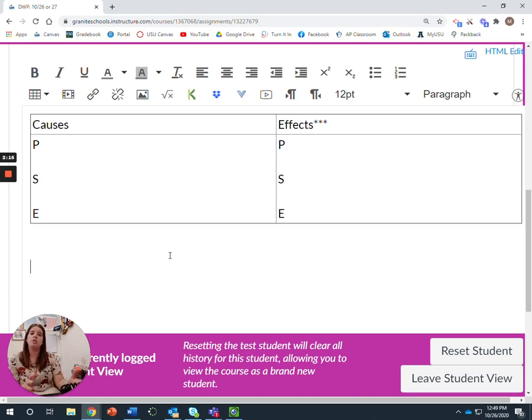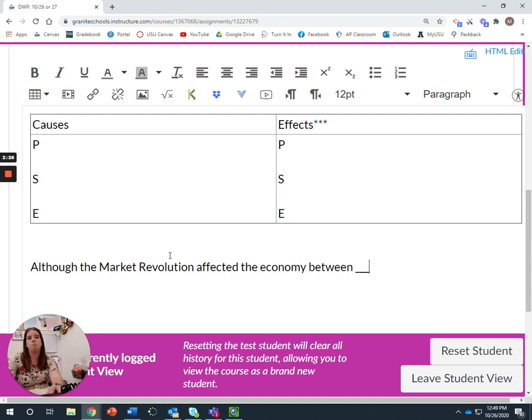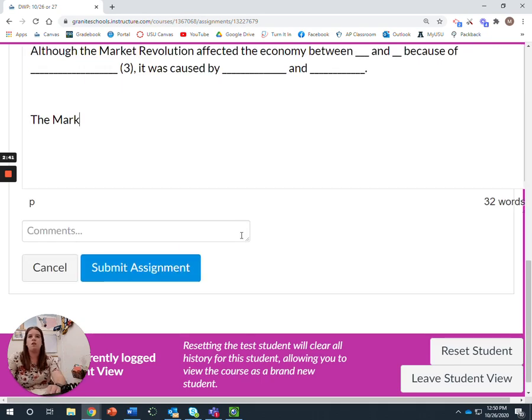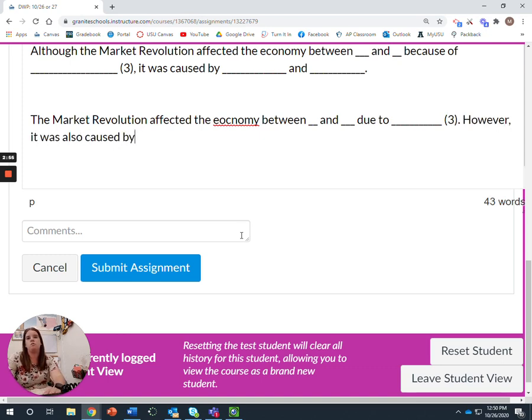Now, even though it's a causation essay, I personally like to put effects at the beginning because that's my major argument. So I could do something along the lines of, although the market revolution affected the economy between blank and blank because of, insert your three items here, it was caused by item 1 and item 2. Or I could do the market revolution affected the economy between blank and blank due to, insert your three here. However, it was also caused by blank.